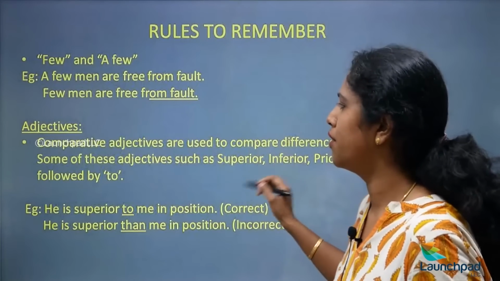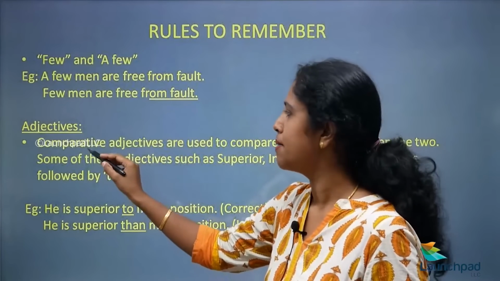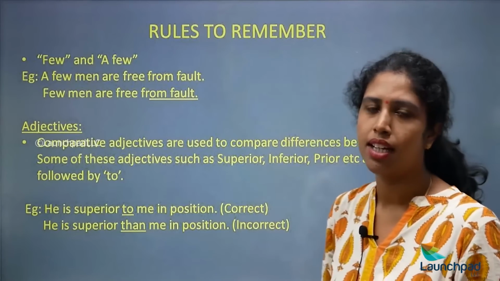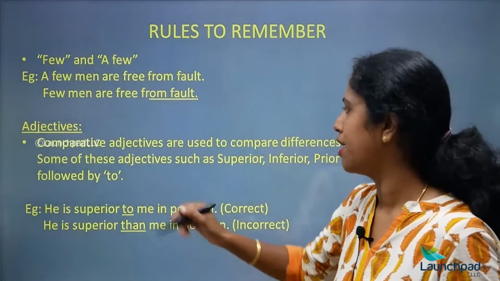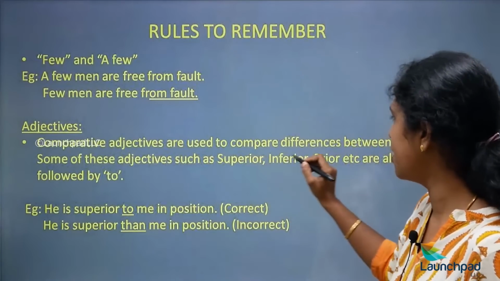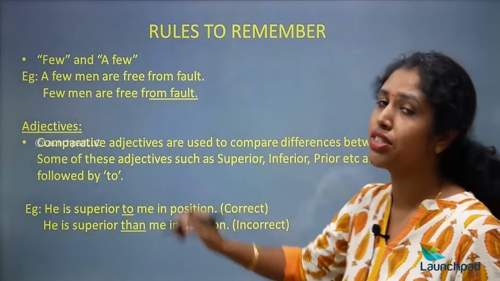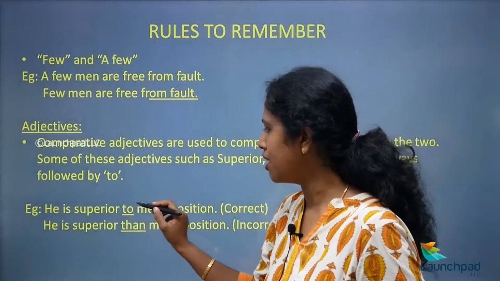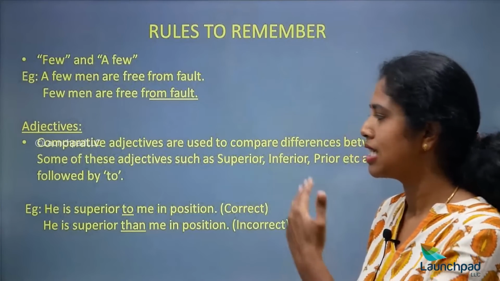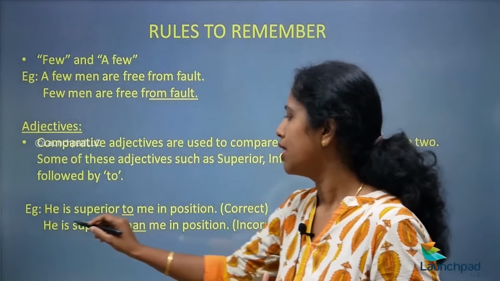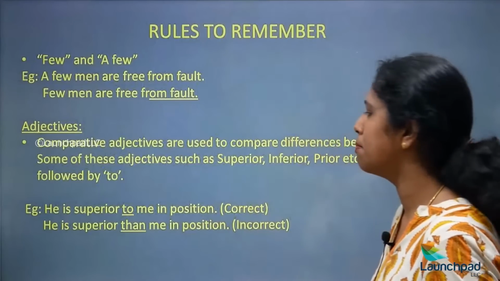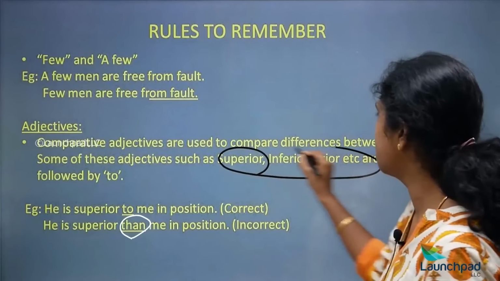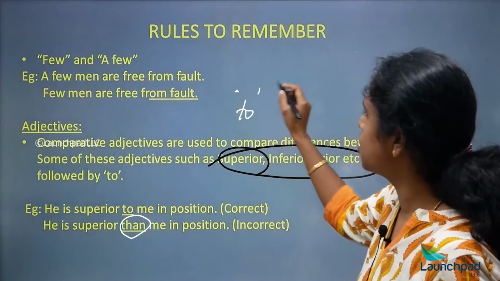So, here what we are going to see is that comparative adjectives are used to compare differences between the two, okay? Between two things it is used to compare. So, some of the adjectives such as superior, inferior, prior are always followed by "to." Let's look at this example. He is superior to me in position. So, it is comparing, right? So, "he is superior than me in position." No. Whenever it is about superior, inferior and prior, you always take the word "to," okay?